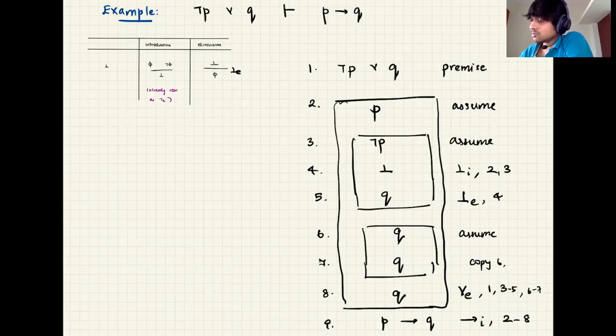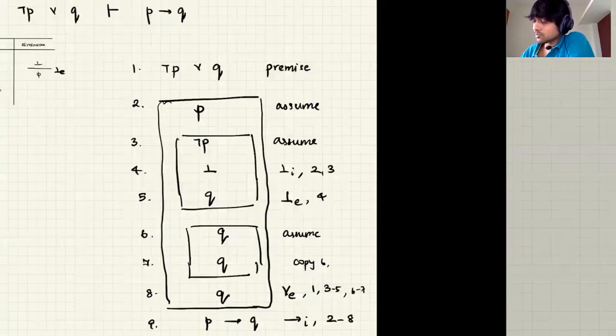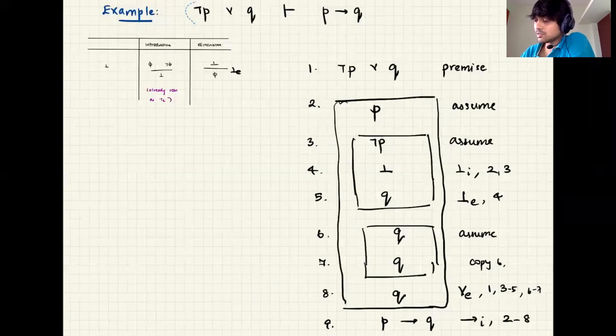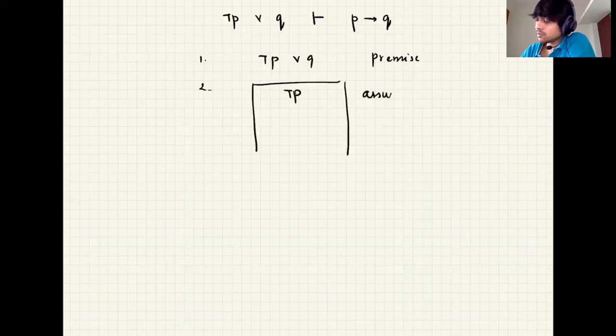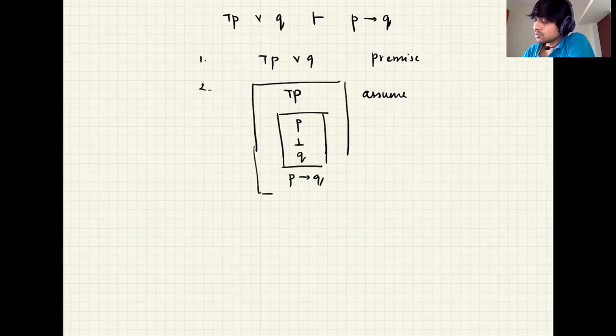So I will create a new one. First of all, I hope this part is clear. So here's an attempt at a different way to do it. Let me say that not P or Q is a premise. I want to eliminate this, so I will assume not P first. And within that, I assume P, I get a bot. Okay, so then I can derive Q, say. So here I derive P implies Q.